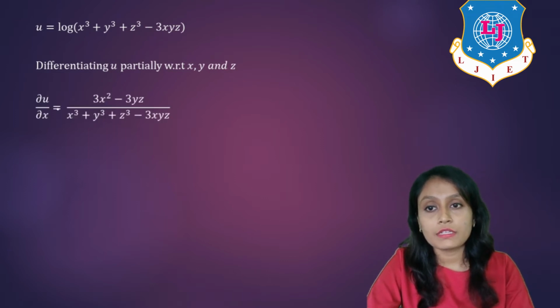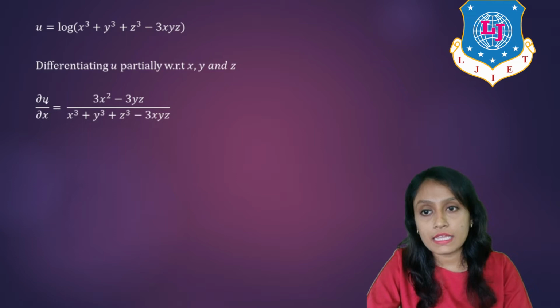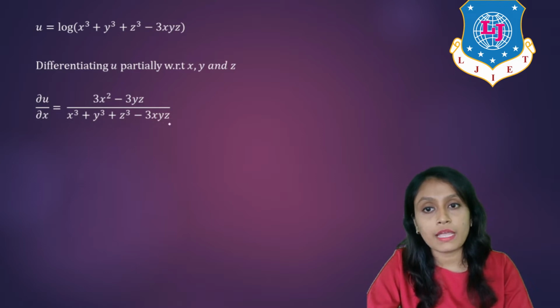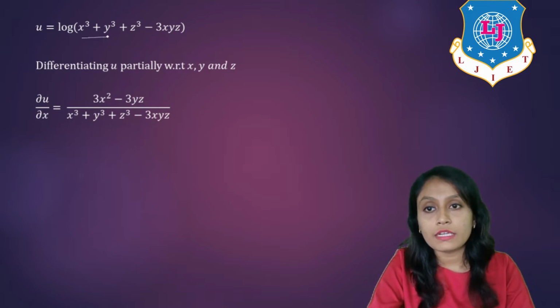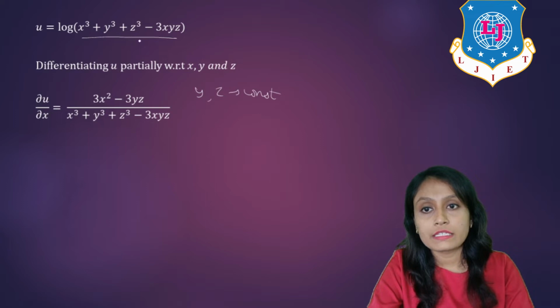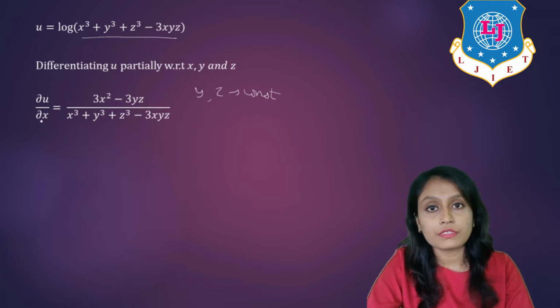So on differentiating with respect to x, we will get del u by del x. First apply the log formula, right? The derivative of log x is 1 upon x. So here we have 1 upon x cube plus y cube plus z cube minus 3xyz. Then we have to take the derivative of this term with respect to x, and here we will keep y and z as constant. So the derivative of these two terms will be 0, the derivative of x cube is 3x square, and the derivative of minus 3xyz is minus 3yz. Here we have taken the derivative with respect to x.